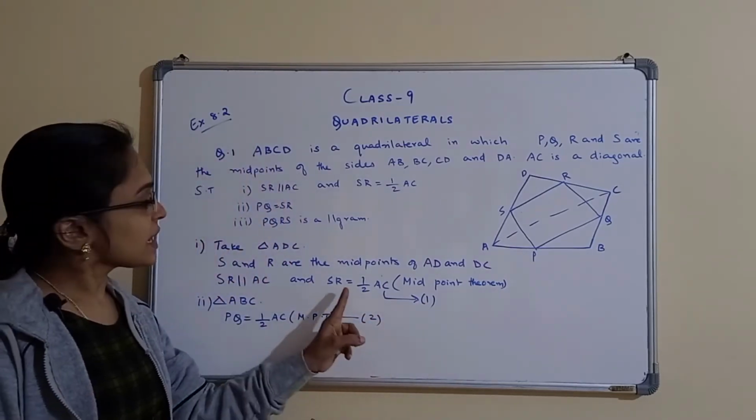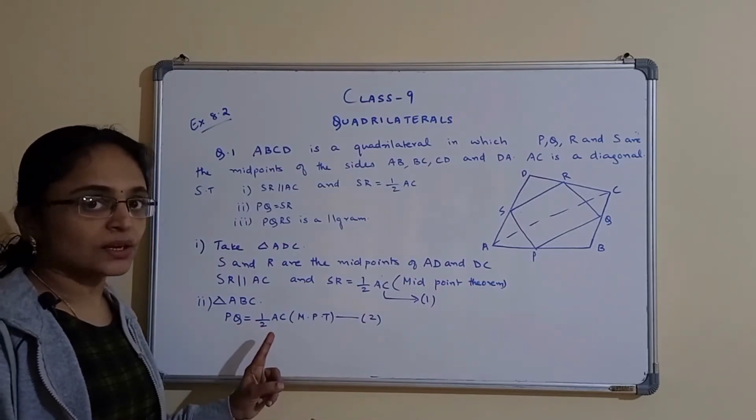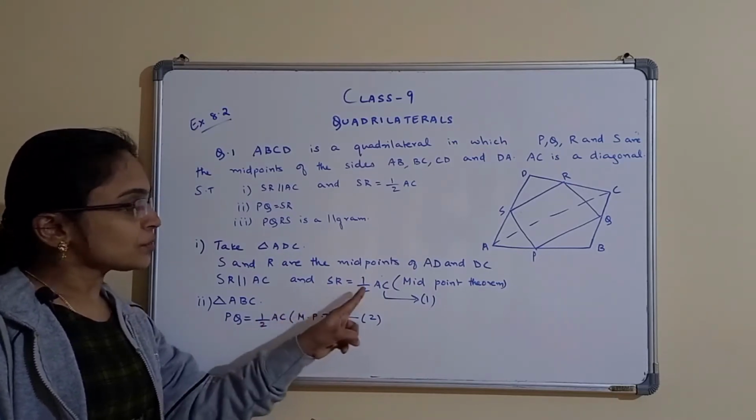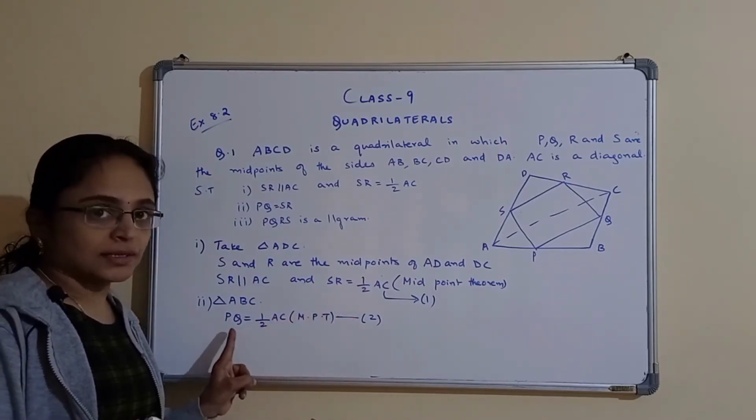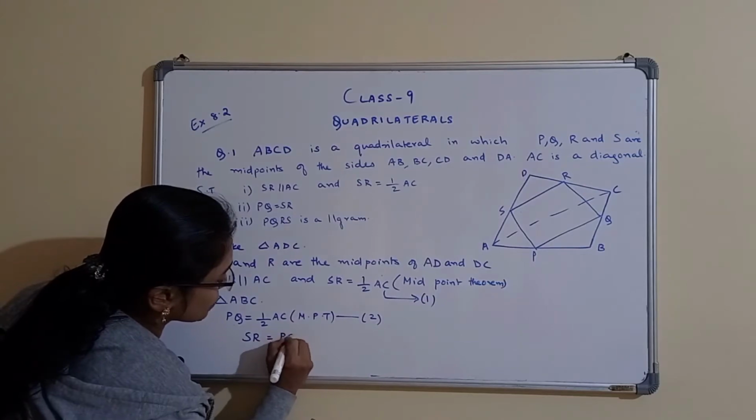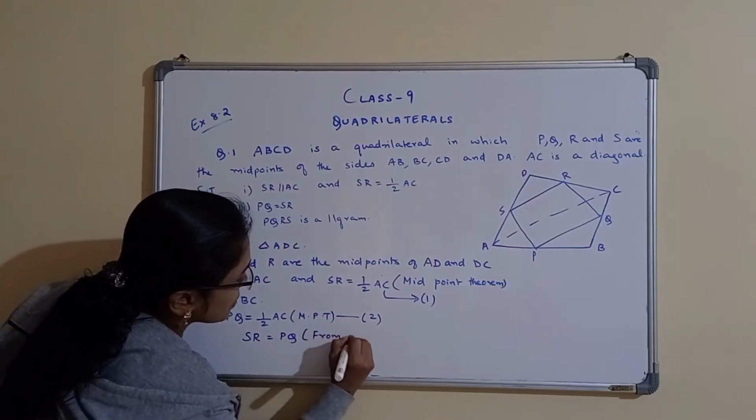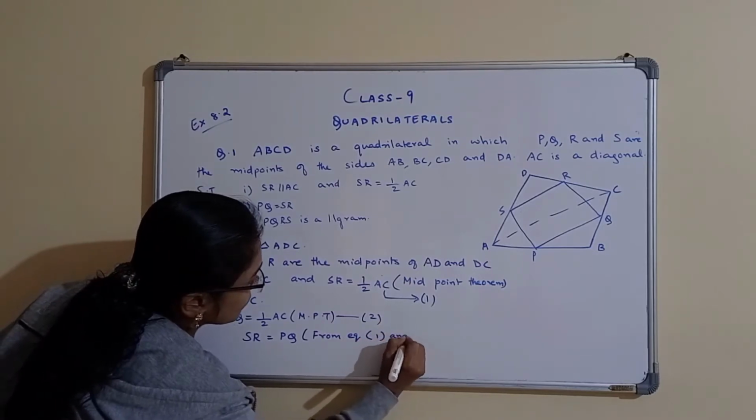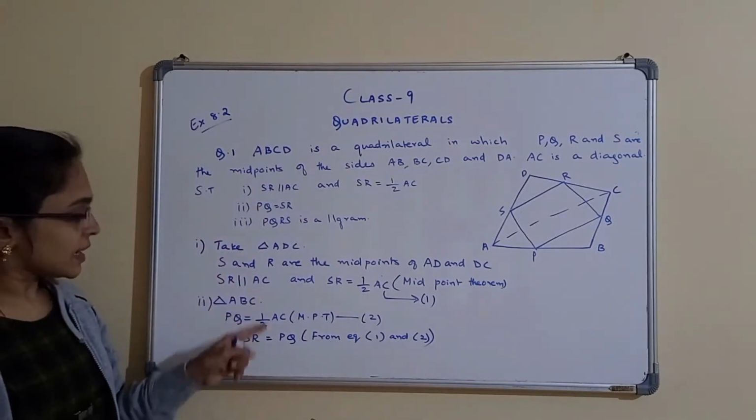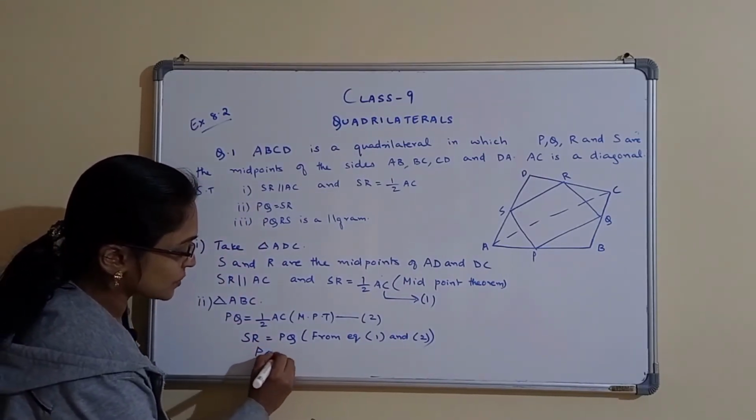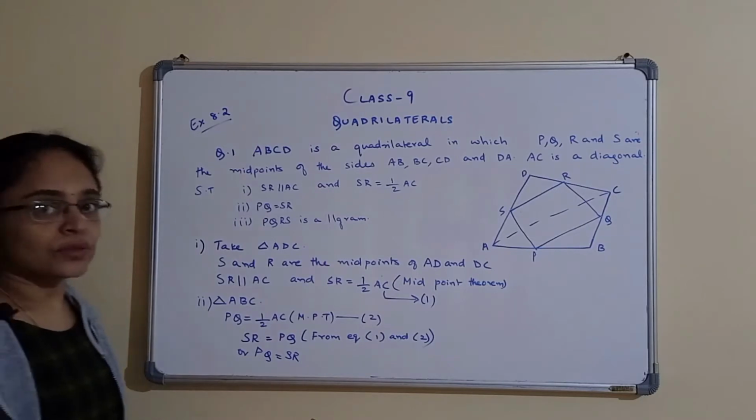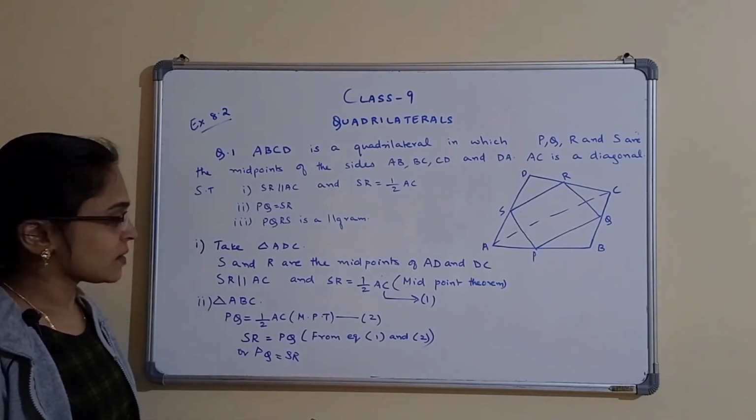Okay. In the first equation, SR is equal to half of AC and in the second equation, PQ is equal to half of AC. Which means SR is equal to half of AC, which is the same as PQ, right? So, we can say SR is equal to PQ from equations 1 and 2. So, we have proved the second part also, that is SR is equal to PQ. You can pause the video and note this down.